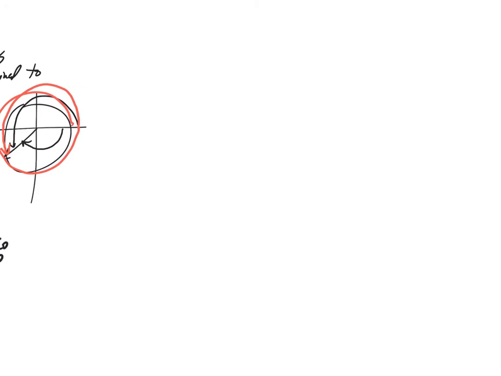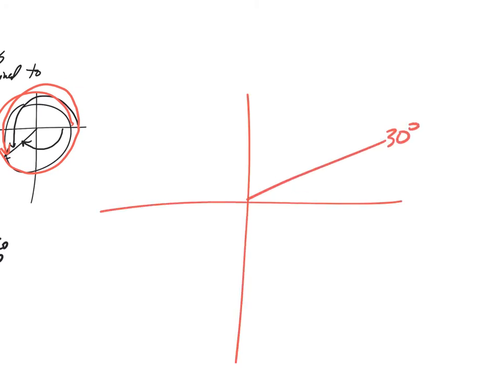Use that same technique to tell me, I know that's 30 degrees. Give me a really big degree answer that would be the same. Talk to your partner, see what you think the really big degree answer would be. Not the negative one.